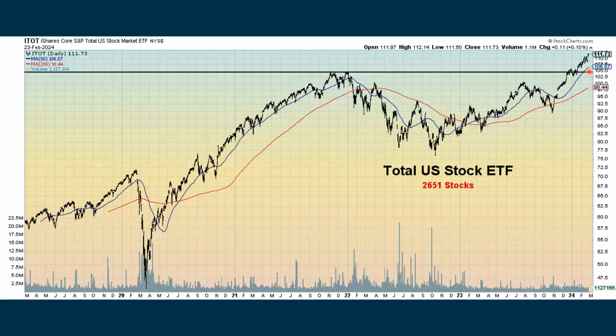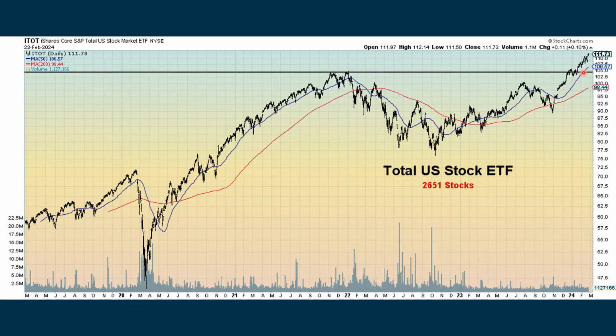This is another newer measurement that I just started using, and this is the total US stock ETF. And inside this ETF are 2,651 stocks. If it was only a small number of mega caps that were contributing everything to the market, which they're having an impact, I'm not trying to discount that, but would this total stock ETF be going up and setting all-time highs? No, it wouldn't. We've surpassed the previous all-time high, and it's continuing to go up.